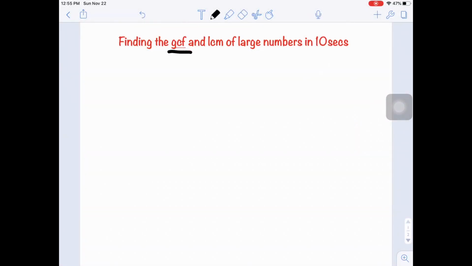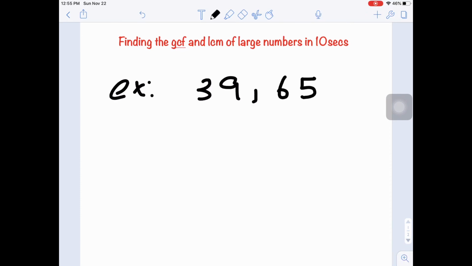Finding the GCF and LCM. The second part, we're taking a look at GCF. Here, example 39 and 65. Here you're going to do exactly the same thing that you did for LCM, but there's a little twist. I'll show you at the end of the video.